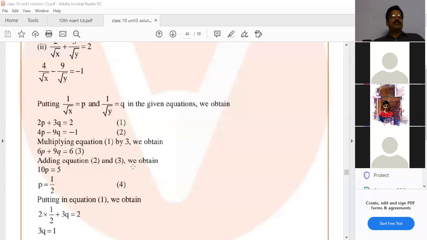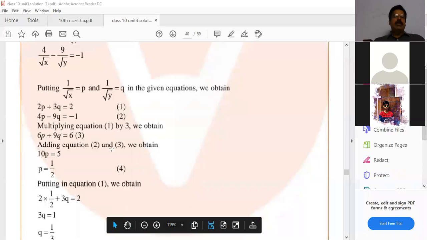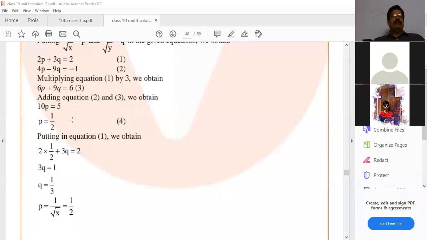Okay. And now multiply by 3 means 3 2s are 6p, 3 3s are 9q, 3 2s are 6. This is the third equation. Now same variables and different signs, so we can add. Adding equations 2 and 3, we obtained 4p plus 6p, 10p equal to 5, as 9q cancels. Hence, p is equal to 5 by 10, 1 by 2. Now I am substituting the p value in equation 1.